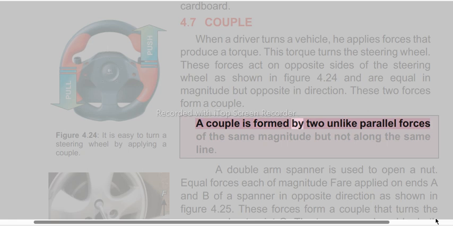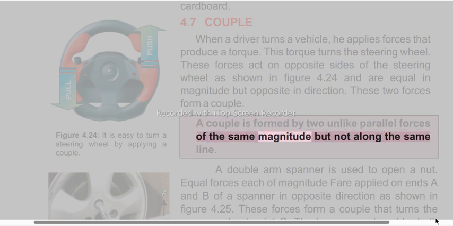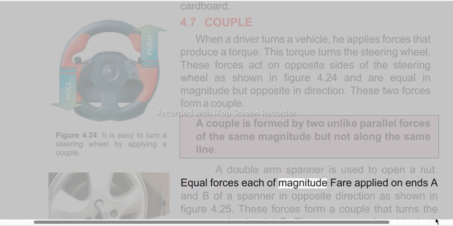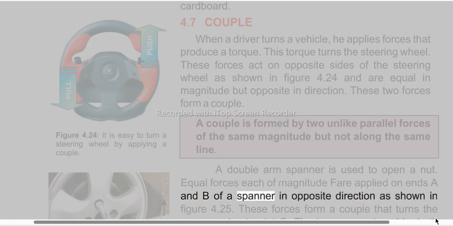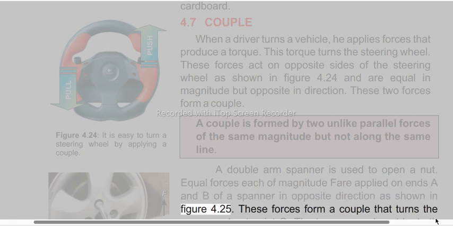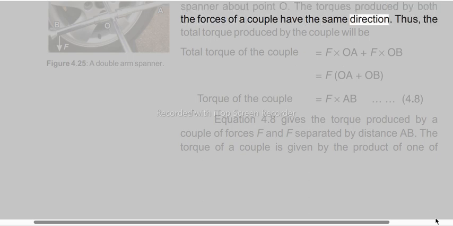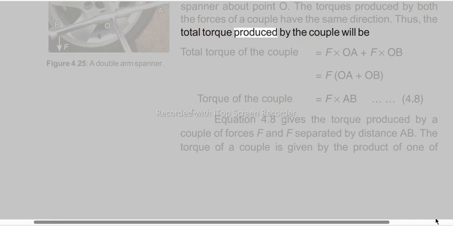A couple is formed by two unlike parallel forces of the same magnitude but not along the same line. A double arm spanner is used to open a nut. Equal forces each of magnitude F applied on ends A and B of a spanner in opposite direction, as shown in Figure 4.25. These forces form a couple that turns the spanner about O. The torques produced by both the forces of a couple have the same direction. Thus, the total torque produced by the couple will be the torque of the couple.